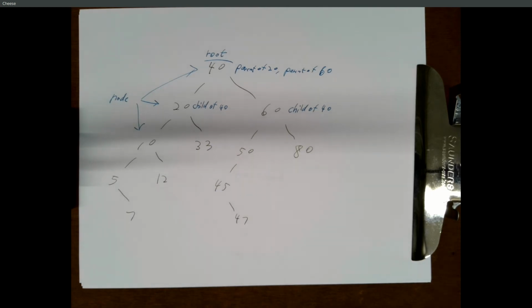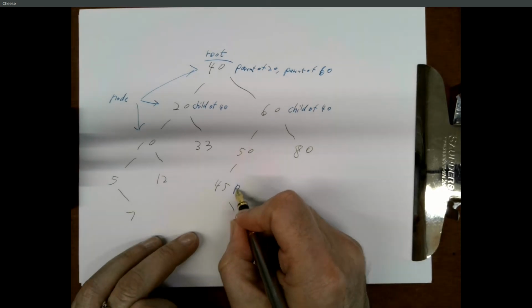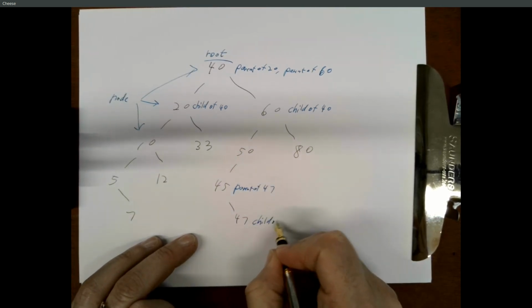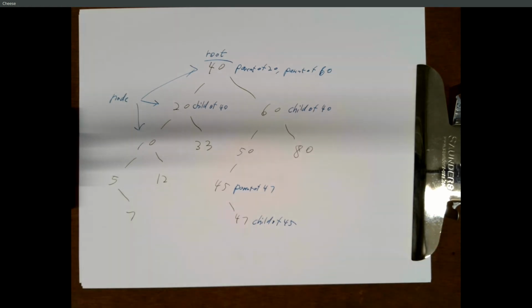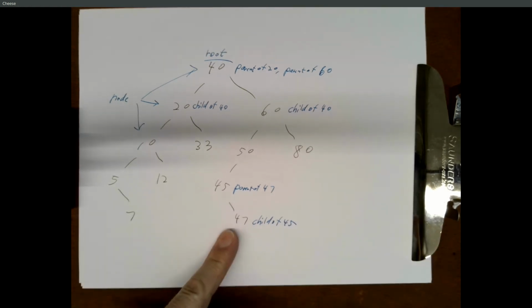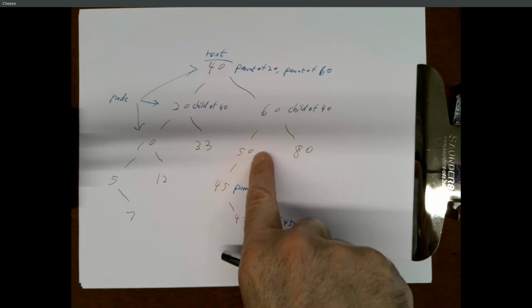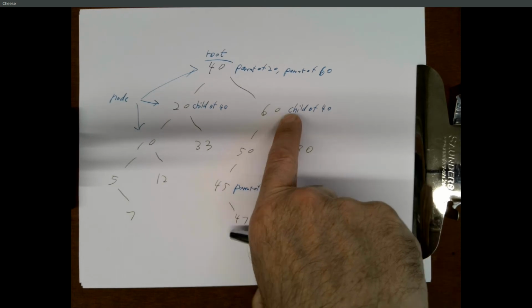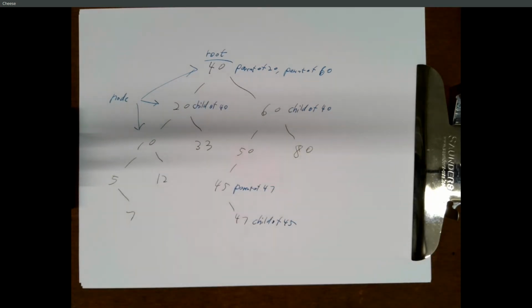And so every node has at most 2 children. Yes? So does that trickle down all the way to the bottom? That trickles all the way down to the bottom. So 45 is the parent of 47, and 47 is a child of 45. 47 is technically a grandchild of 50, and a great-grandchild of 60, and a great-great-grandchild of 40. We talk about grandparents and grandchildren sometimes in some of our algorithms. I haven't seen ones that go beyond that, but sometimes you need to go up 2 levels in the tree.